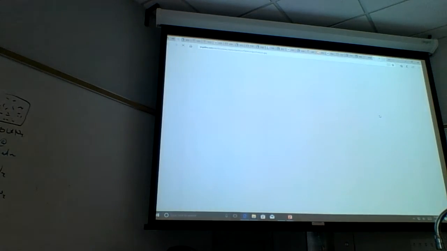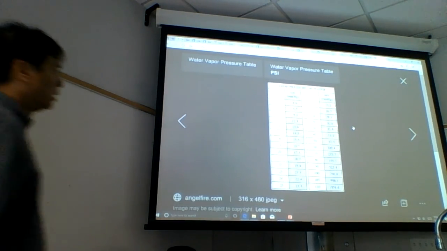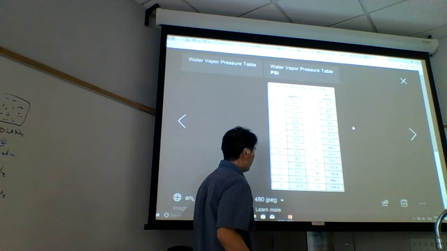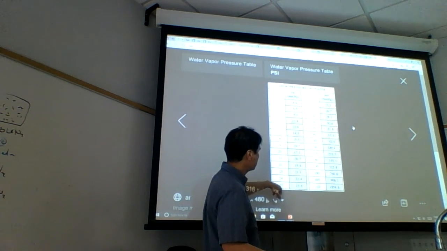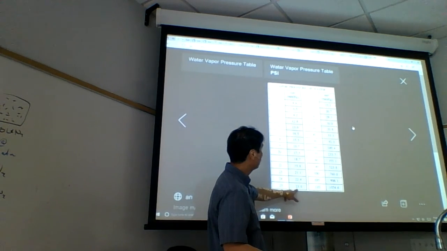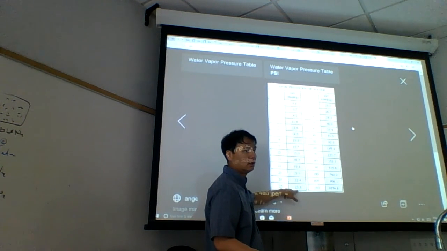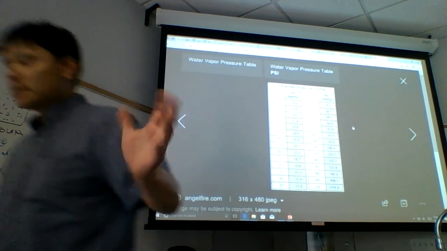So what we could do is just look at a table like this. And so when the air becomes saturated, or when the gas becomes saturated with water, it'll hit these limits. So for example, at 25 degrees C, we're going to generate 23.8 millimeters of mercury pressure just from the water. And so that holds for any size container.